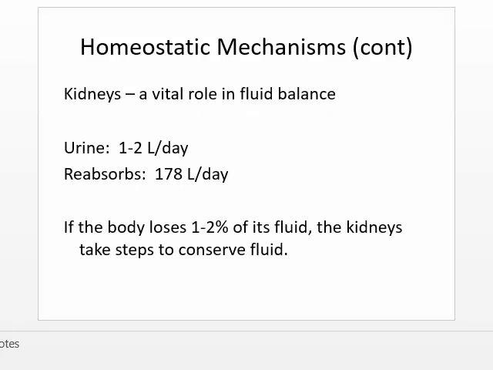The kidneys play a very vital role in fluid balance. If you remember, they're excreting and reabsorbing your urine and fluids. So we eliminate approximately 1 to 2 liters of urine a day, and the body, as it's being filtered through the kidney, reabsorbs approximately 178 liters per day. If the body loses more than 1 to 2% of its fluid, the kidneys then take steps to conserve fluid by initiating one of those previous mechanisms that we talked about.